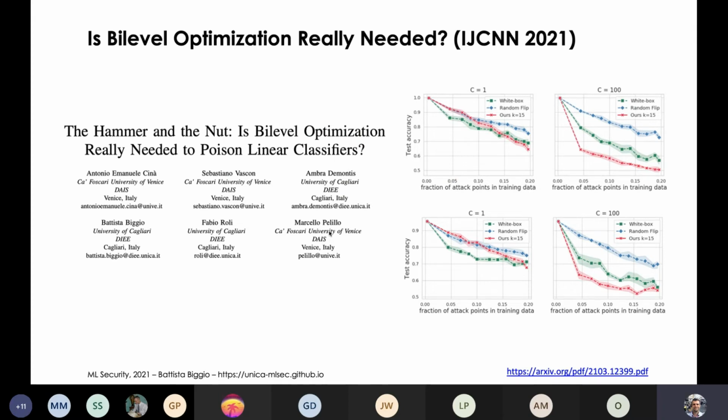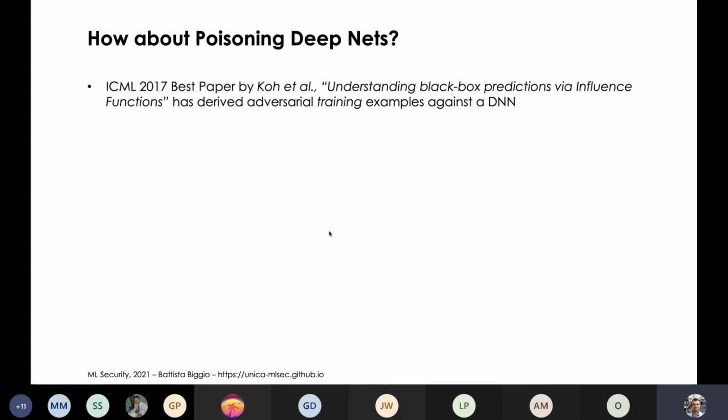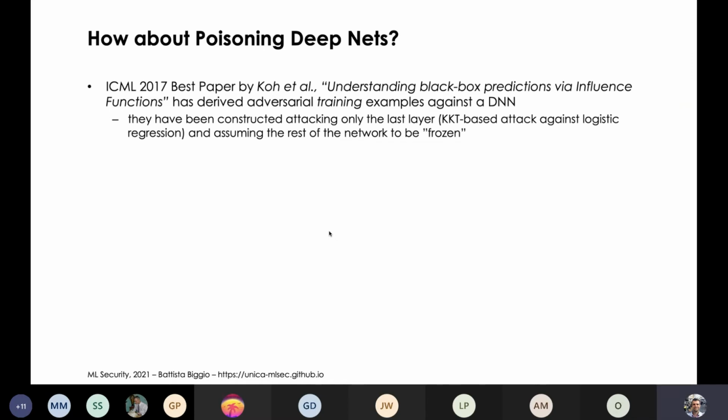There are recent developments of this work. We have recently shown that to poison linear classifiers, you may also use some simpler heuristics. Feel free to have a look at this paper. There have been some attempts also to poison deep nets. The first one is this beautiful paper by Koh and others, I think from Stanford University, proposing a method for explainability, to understand which are the most influential prototypes in your training set that contribute to some given decisions.